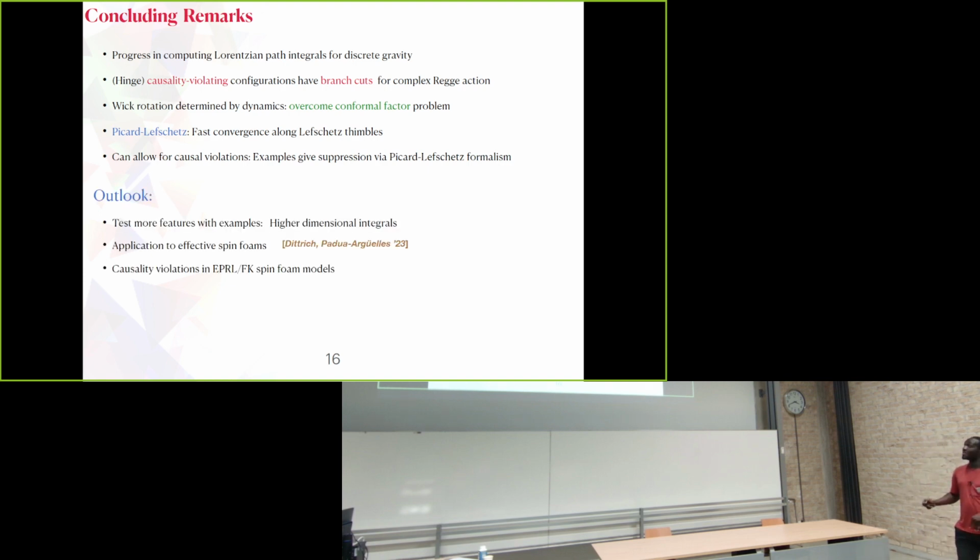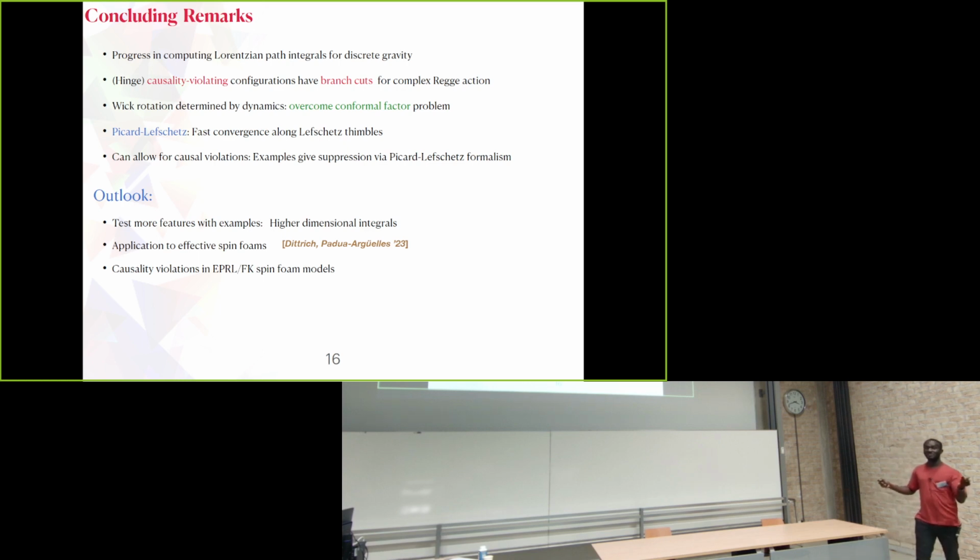Okay. So as an outlook, there are more examples one can test. This was a very simple example. You can do this for higher dimensional integrals. Here we had only one function to integrate, but if the integration becomes complicated, it might be more challenging. But in principle, one can test these things. And also, I mentioned here application to effective spin foams. I think there's a paper on the arXiv this year, which you can check out. It somehow tries to answer these kinds of questions.